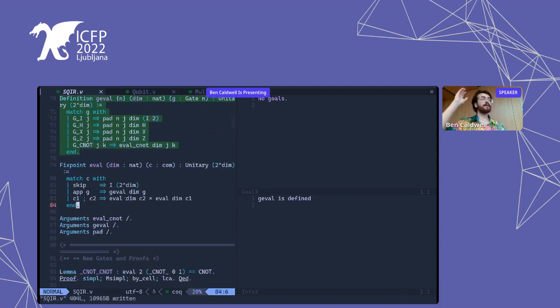And then we can finally define evaluation for our command language, right, our control language. And there we just do the standard things you might expect, where skip will just give us an identity matrix. Application will do a gate eval for whatever gate you're applying at that point at the specific height. And then sequencing actions does multiplication, but it's flipped around, which is important to notice.